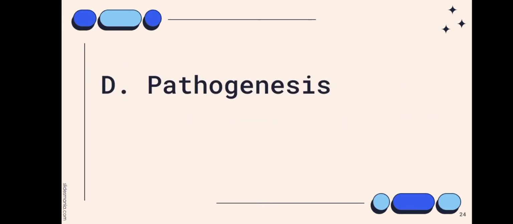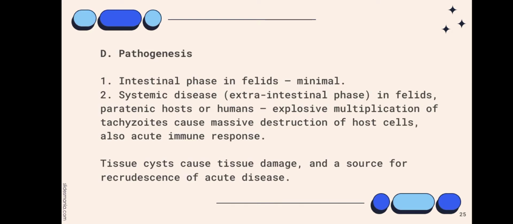For the pathogenesis, the intestinal phase in felids is minimal, and the systemic disease, the extraintestinal phase in felids, paratenic hosts or humans, is explosive. Multiplication of tachyzoites causes massive destruction of host cells and also an acute immune response. Tissue cysts cause tissue damage and are a source for recrudescence of acute disease.